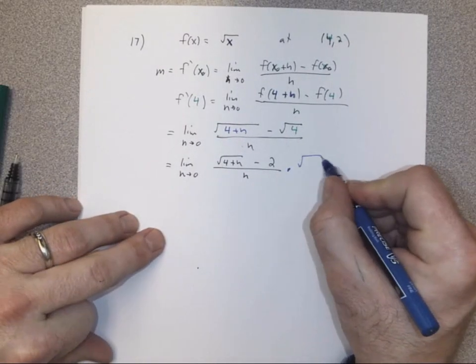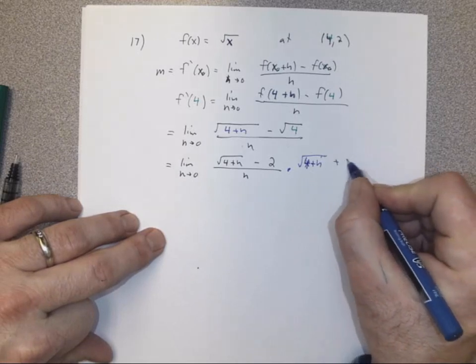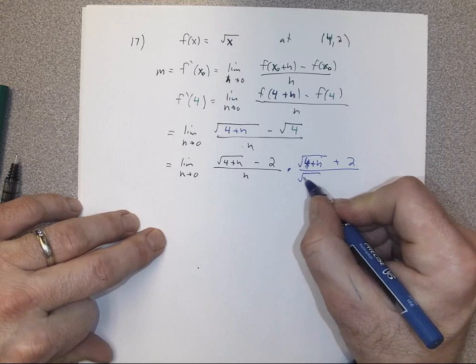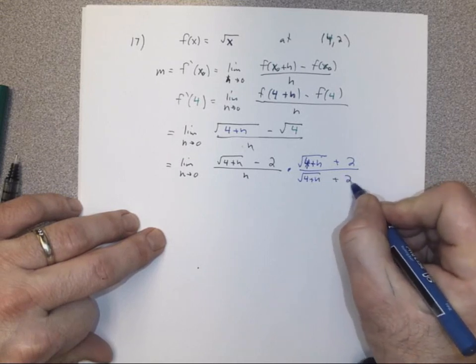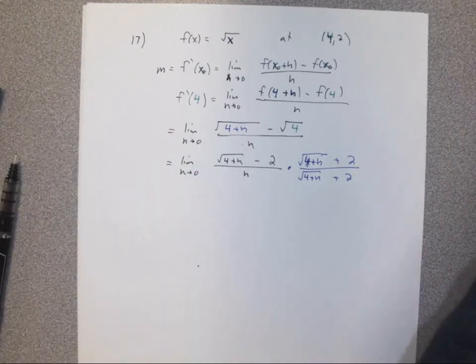So what's the conjugate of root something minus something? Plus root something, something plus something. Root of 4 plus h, plus root of 4. Boy, I should say words instead of somethings. I'm glad I'm writing it down at the same time, because if this was audio only, it would be awful.